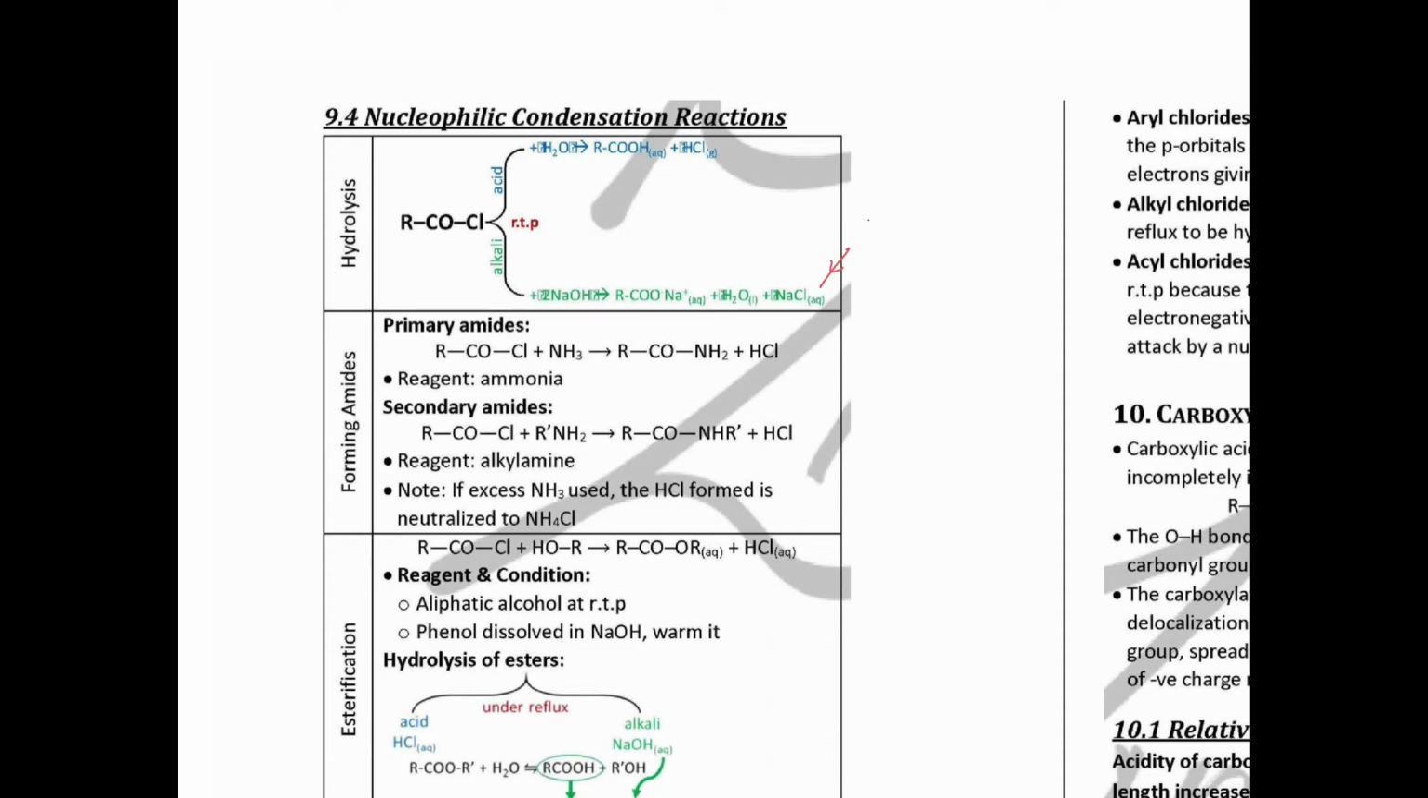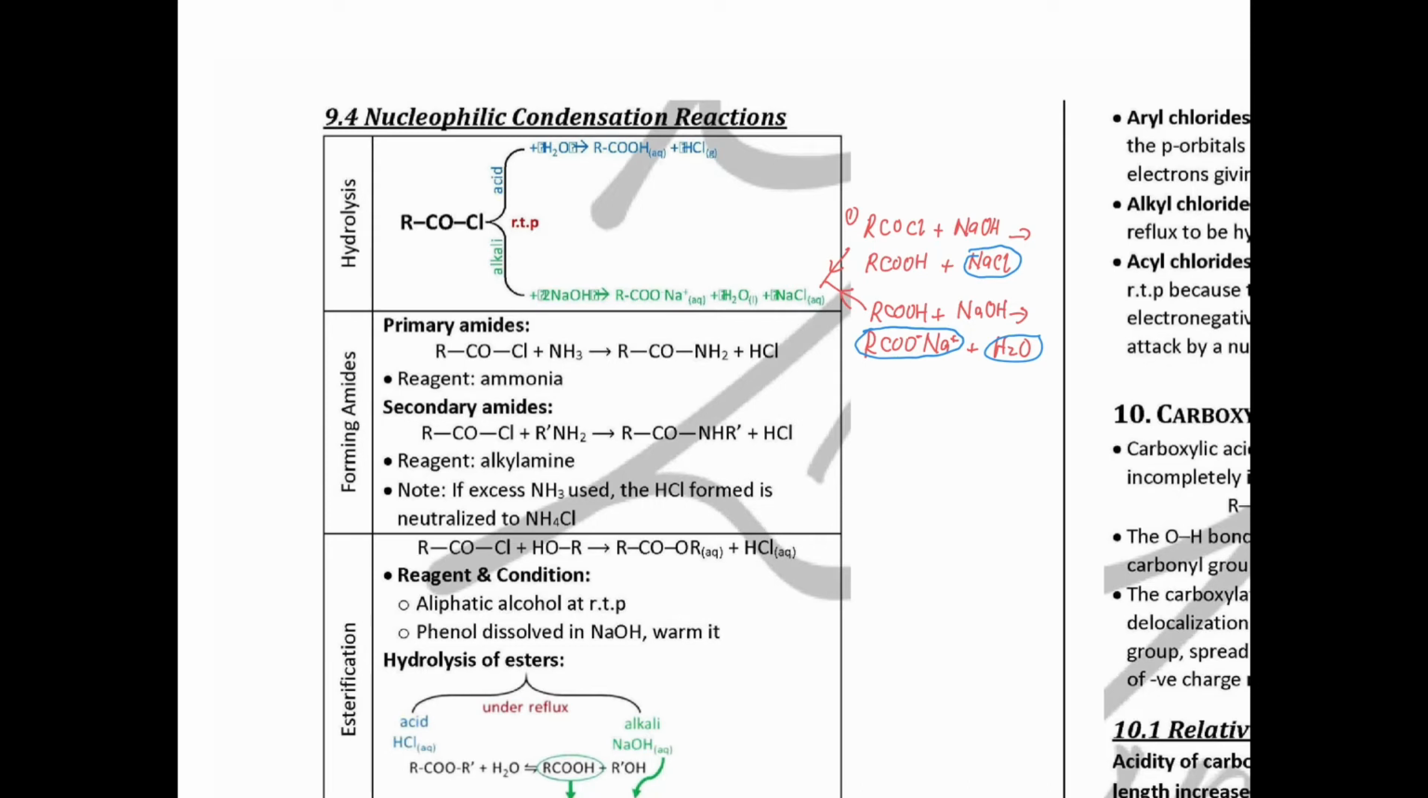For this case, the first step is RCOCl plus NaOH. So initially they form RCOOH plus NaCl. This is number one. But the thing is, RCOOH is acidic. The surrounding is NaOH. So that will neutralize to form RCOO-Na+ plus H2O. So that's why there are three products: NaCl, RCOO minus, Na plus, and H2O.